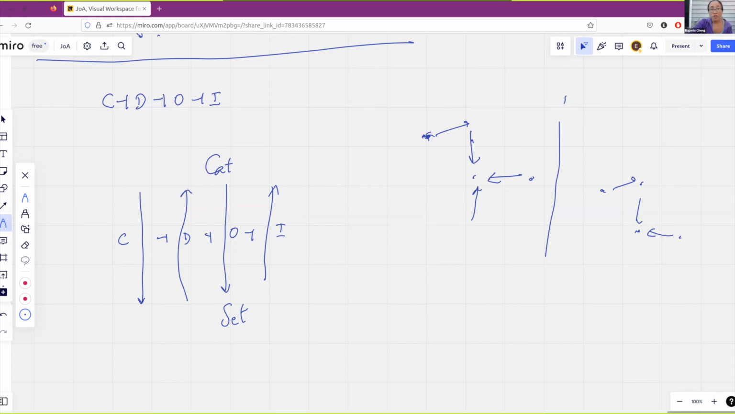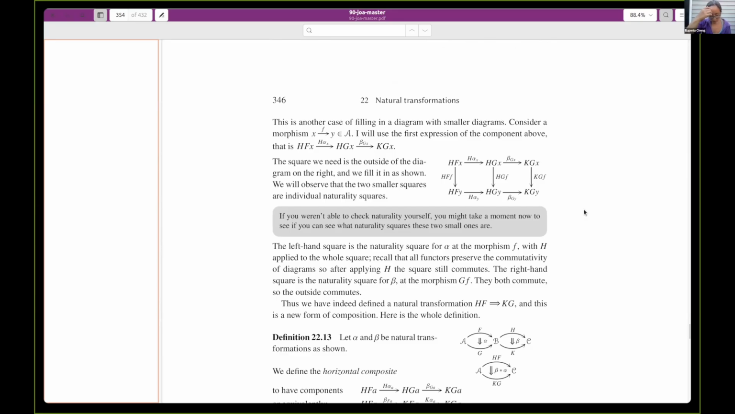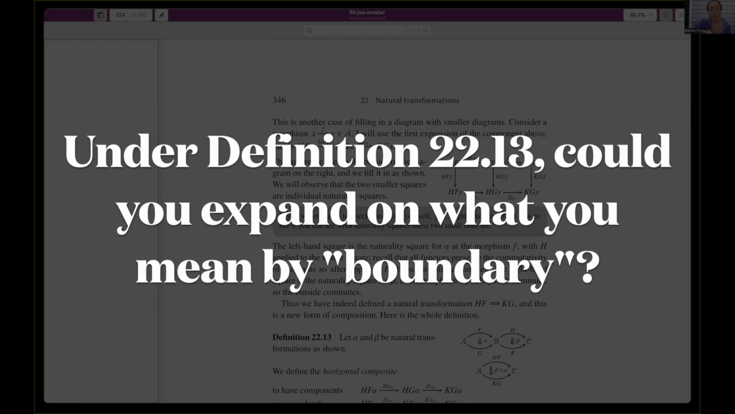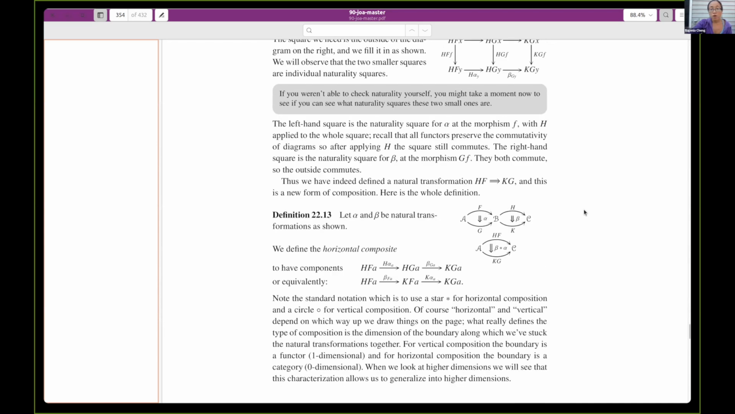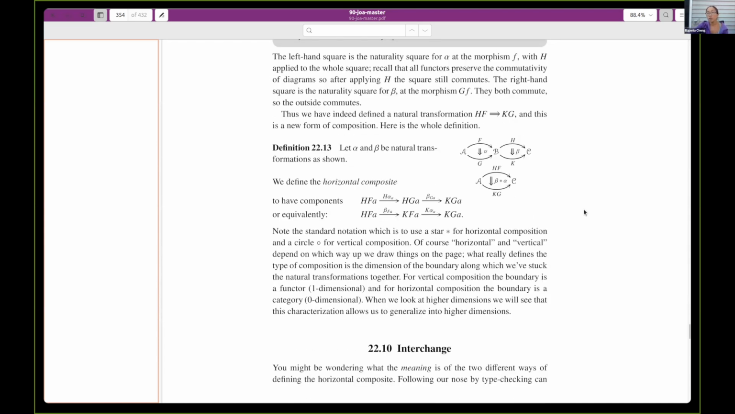Okay, I better go back to the book. Someone asks, under definition 22.13, could you expand on what you mean by boundary? Yes. So whenever we're composing things, there is some boundary in between the two things that we're composing, which is where we're sort of sticking them together. And so here, the boundary is the point. Whereas if we do it another way, then the boundary is a line.